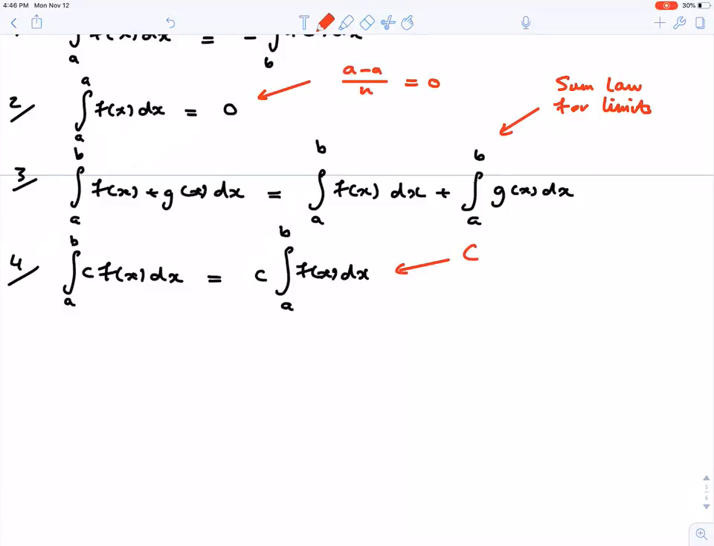Or you can view this very formally. This is just the constant multiple rule. Remember, all these are defined to be limits. So if you really want to be sure of anything, you've got to boil it back down to limits. Constant multiple rule for limits.